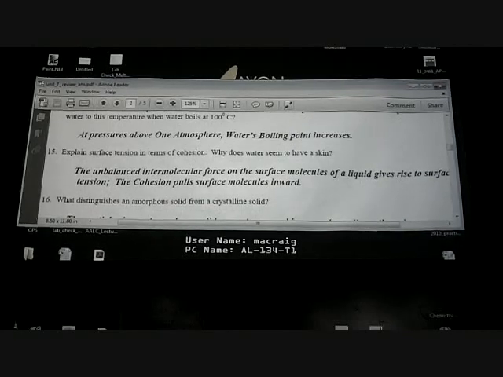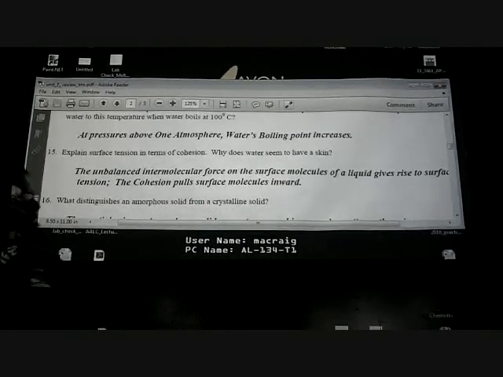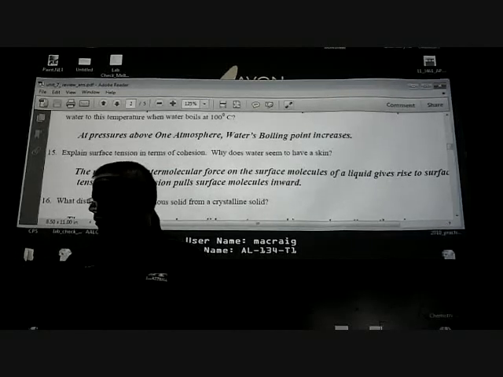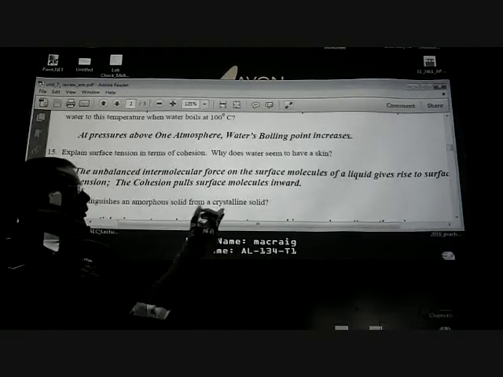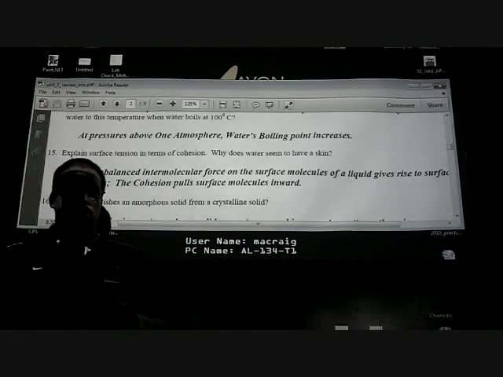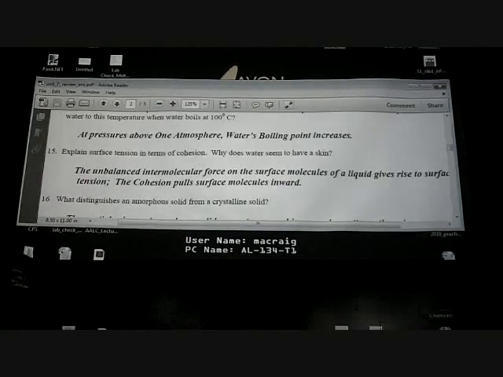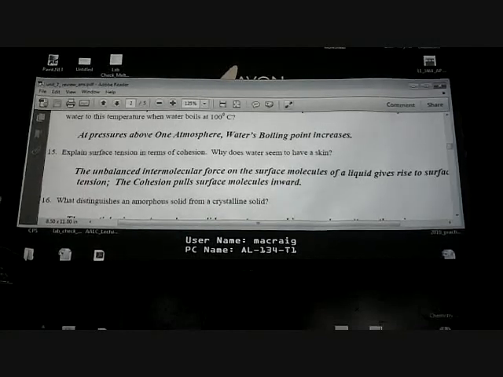16. What distinguishes an amorphous solid from a crystalline solid? Amorphous means what? No regular pattern or shape. Where a crystalline solid does have a pattern. That's all I want you to know. I'm not going to get into the details of what the different types of unit cells are. That's later on in AP.